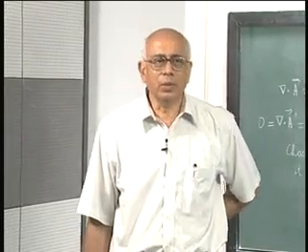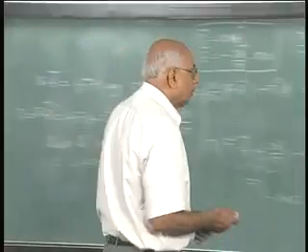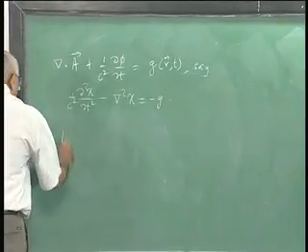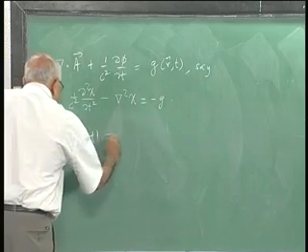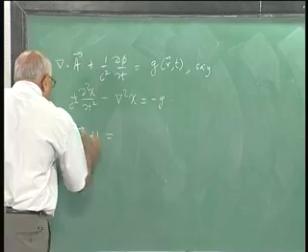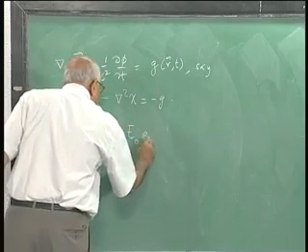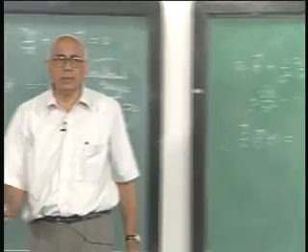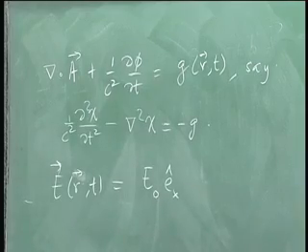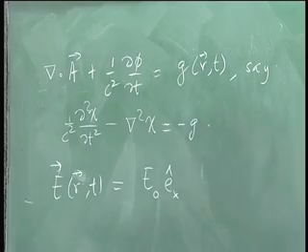May not be a very good thing to do, but let us look at this example we talked about. I have E of r and t equal to E naught x-hat, that is it, where E naught is a constant, no space dependence, no time dependence, and B equal to 0.